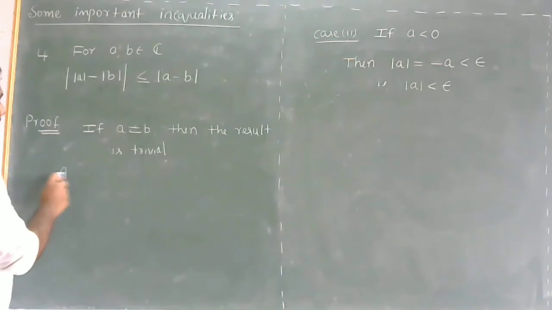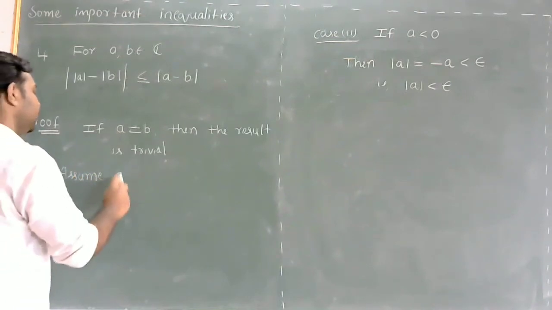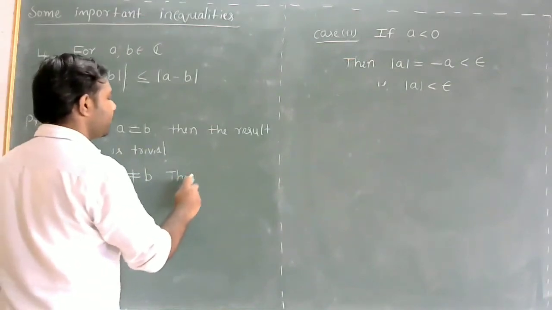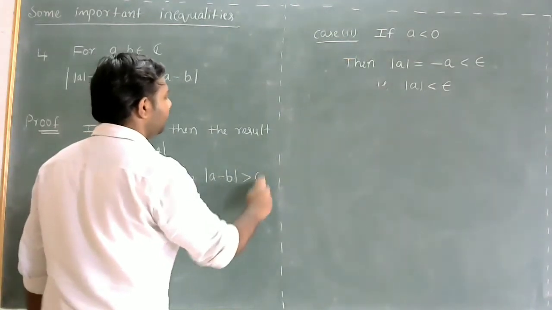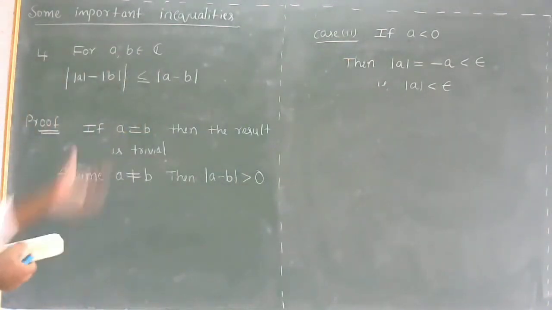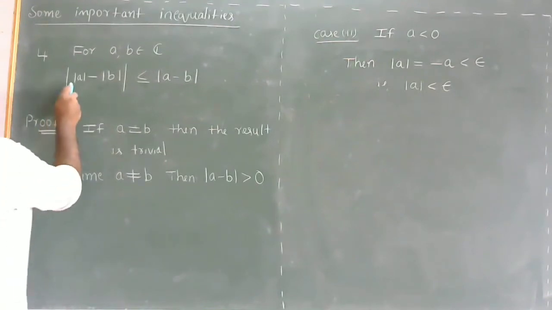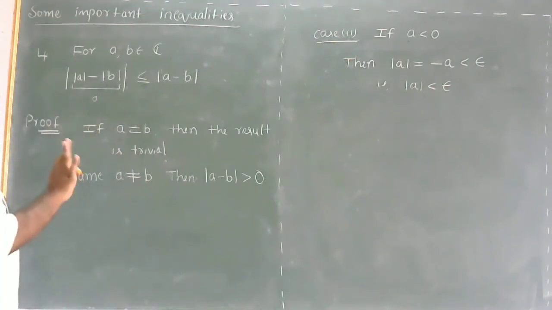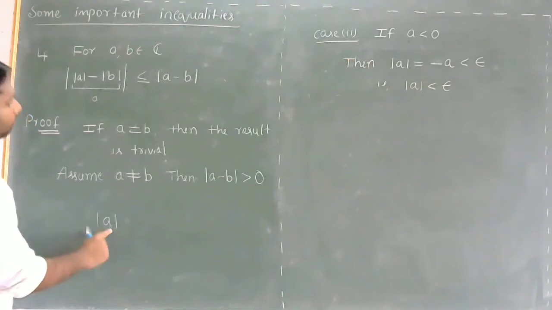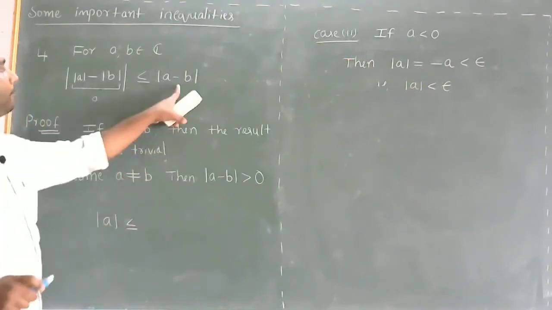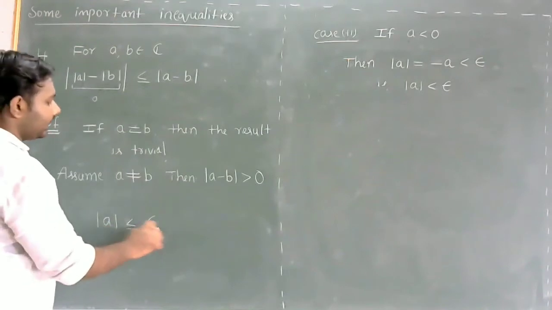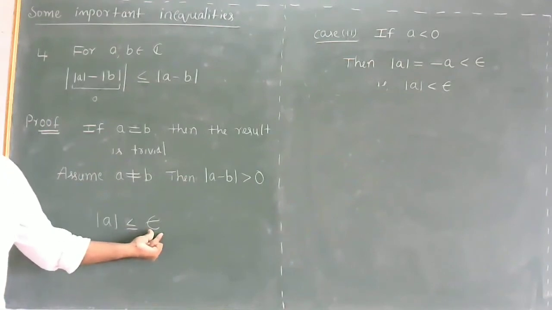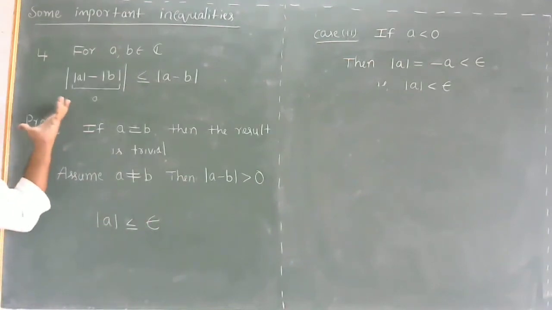So assume a is not equal to b. Then modulus of a minus b will be positive. Now modulus of a minus modulus of b is a real number. So if I take it as a, then what I have to prove? Modulus of a is less than or equal to a positive value. So if I take it as epsilon, now we have to prove modulus of a is less than or equal to epsilon value, which is similar to the previous one.